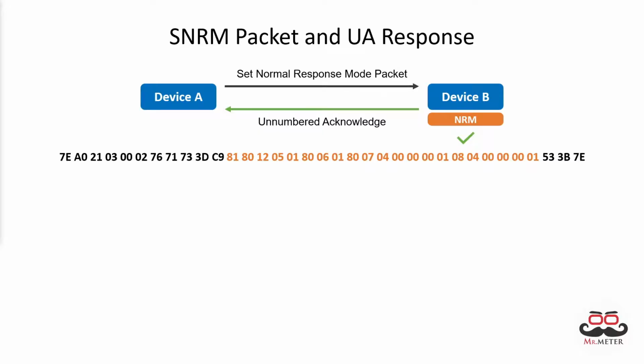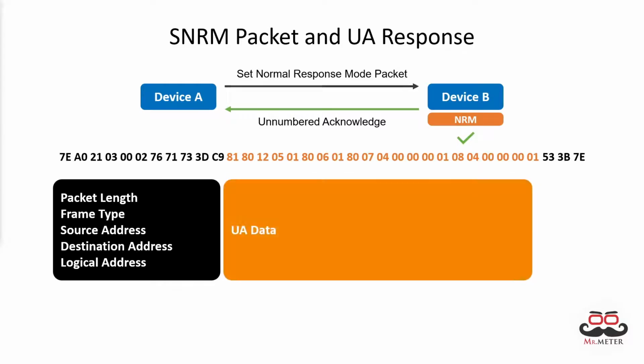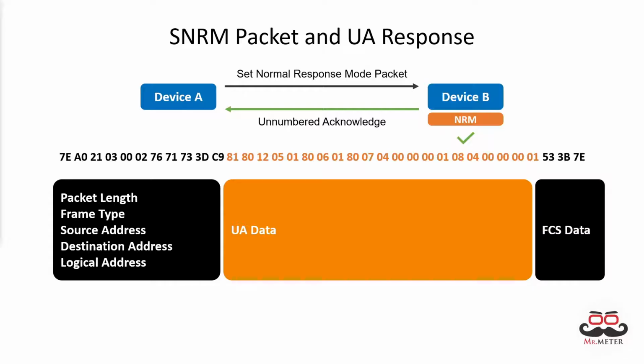There are three main parts to this UA packet. The first part contains the frame type, source and destination addresses, logical address, and the packet length. The second part contains the packet data, that is in this case the UA data, and the last part is the FCS data. Let's delve into the details of a UA packet.